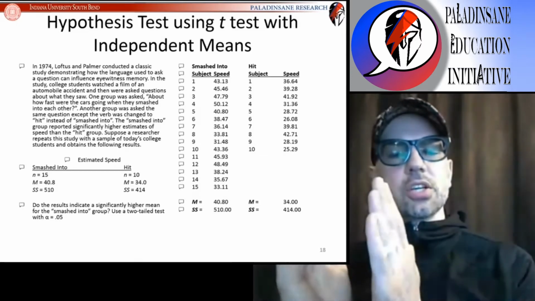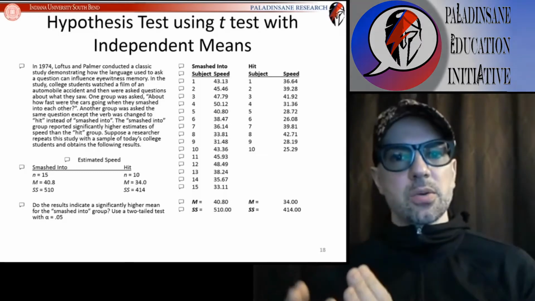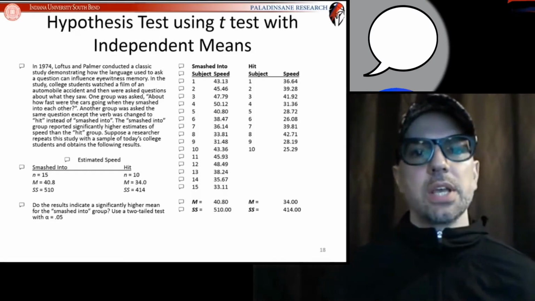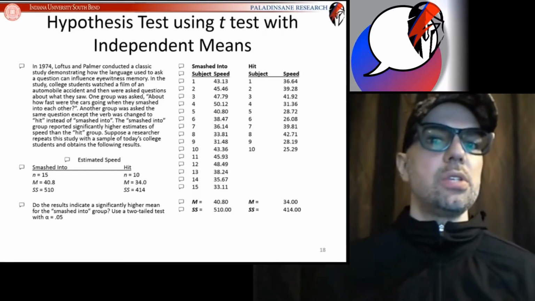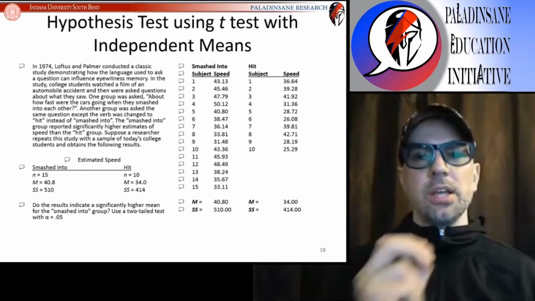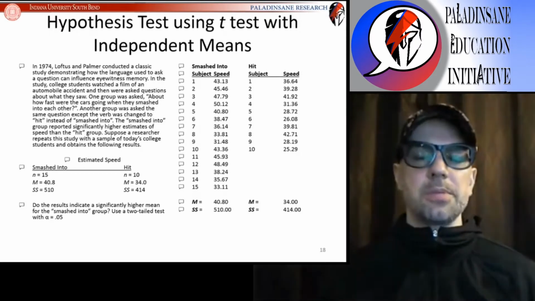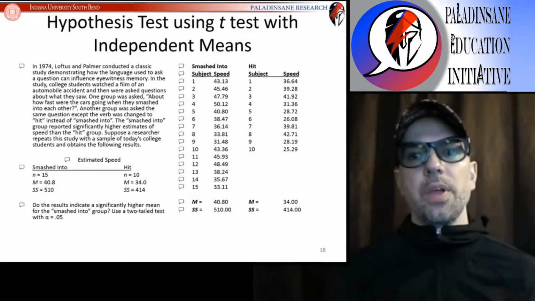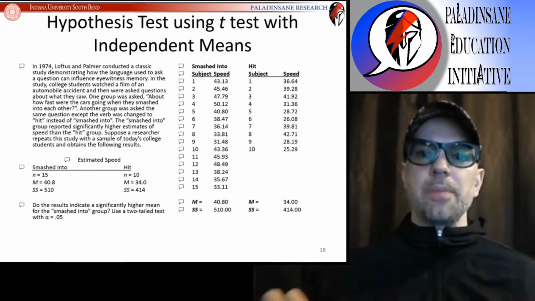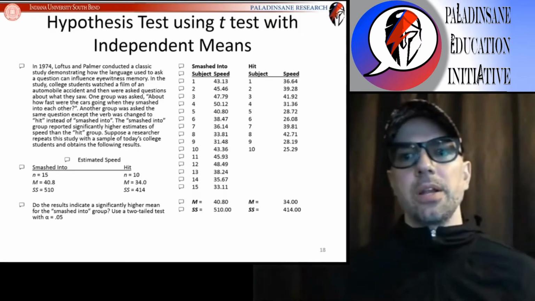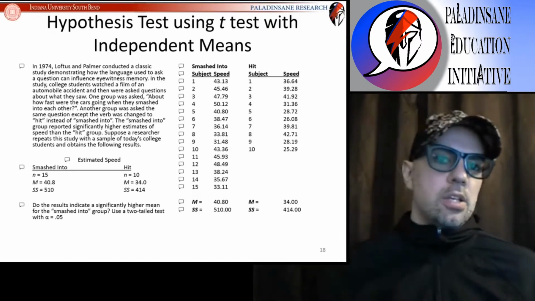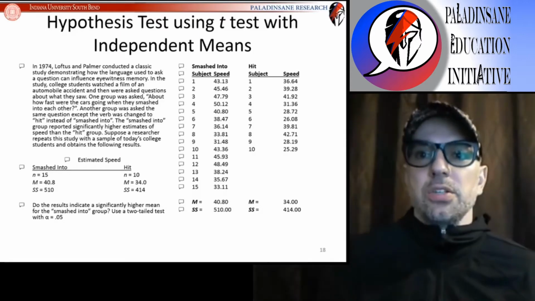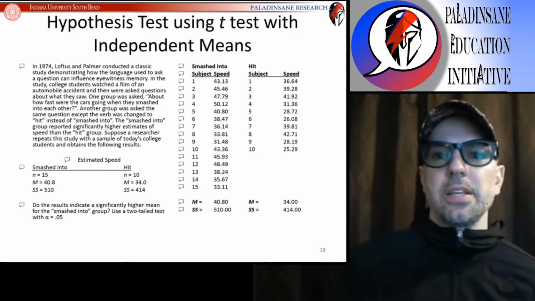We have an additional 10 subjects in the hit group, 25 subjects in total, split between two different groups, and that's what we need this new t-test for, this new situation where we have two separate groups of subjects. This is the first time this has ever happened so far in this course, where we are dealing with two completely separate samples with two completely separate groups of subjects. So how are we going to deal with this new situation? How are we going to answer this question? Is the smashed into group, does it have higher estimates of speed than the hit group?